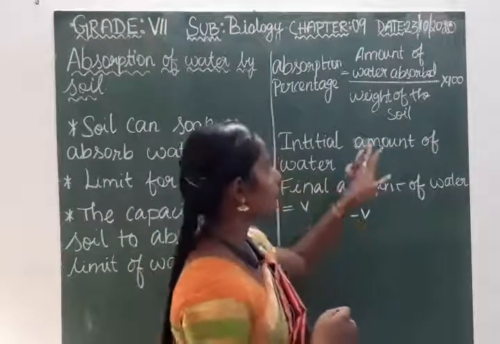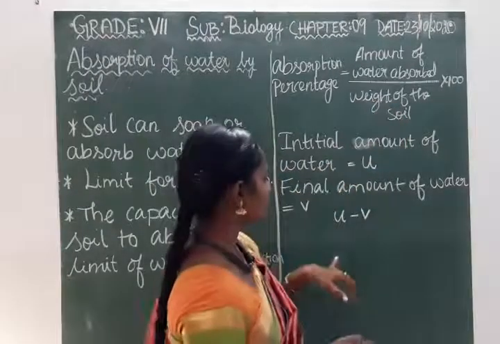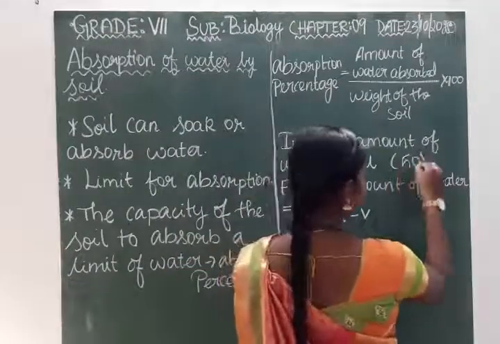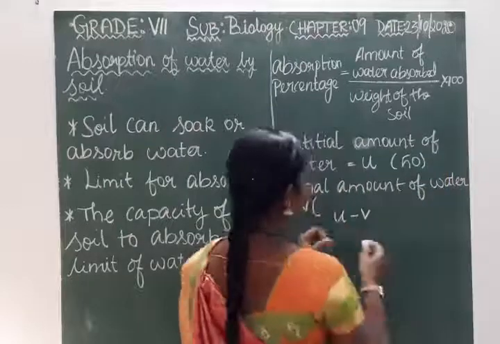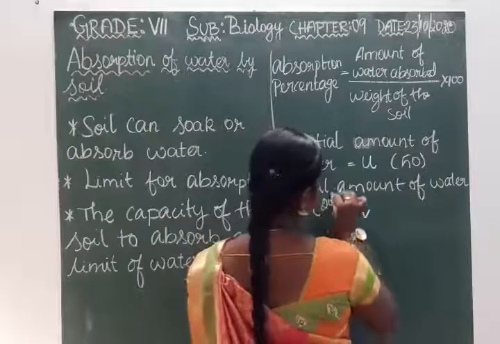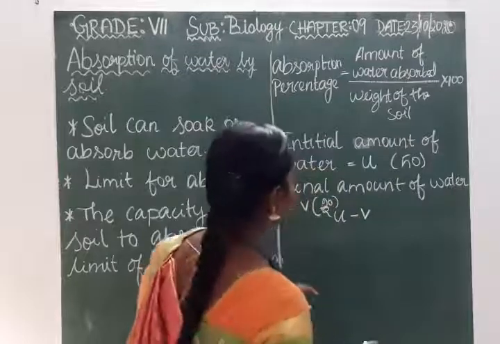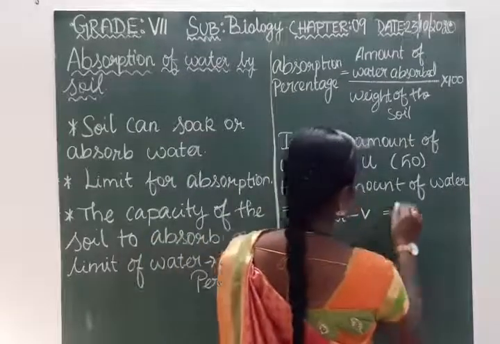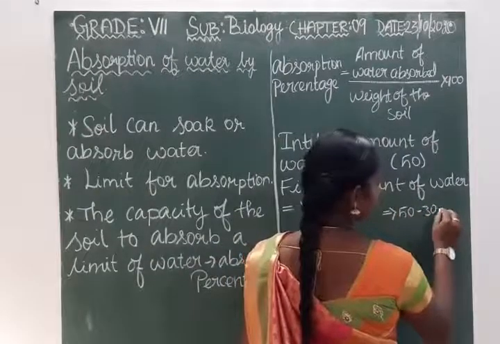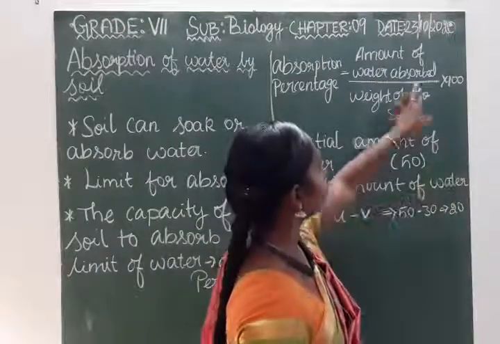For example, if the weight of the soil is 50 grams, let the initial amount of water be 50. And the final value after pouring the water, let it be 30. So U minus V is 50 minus 30, which is 20. This is the amount of water absorbed.